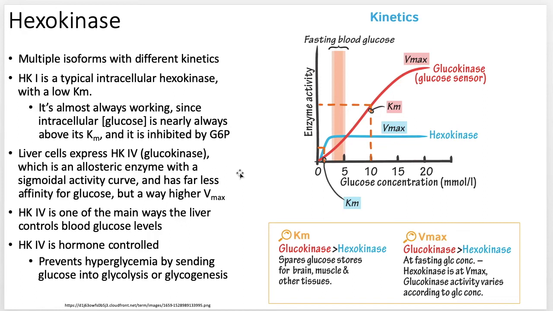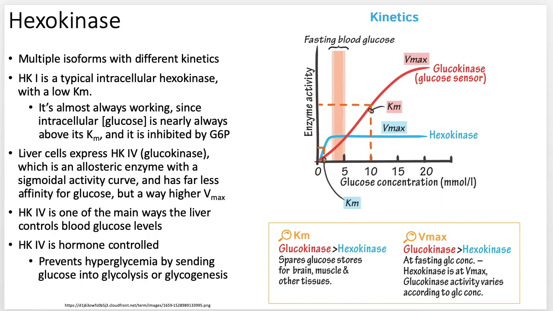It has different control over itself. Normal hexokinase, 1, 2, and 3, are just typical enzymes. They just do a thing: they got their substrate, they chop it, or they add a phosphate. Notice they're kinases, so they're adding phosphates, right? Now, hexokinase 4 uses hormone control as opposed to typical enzymatic control. So it has a different kind of activity curve. It's sigmoidal, as opposed to, I don't know, whatever that shape is.